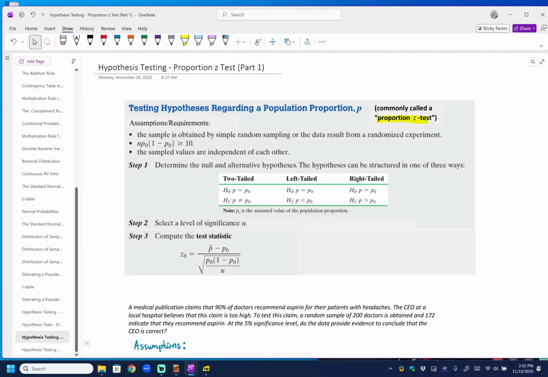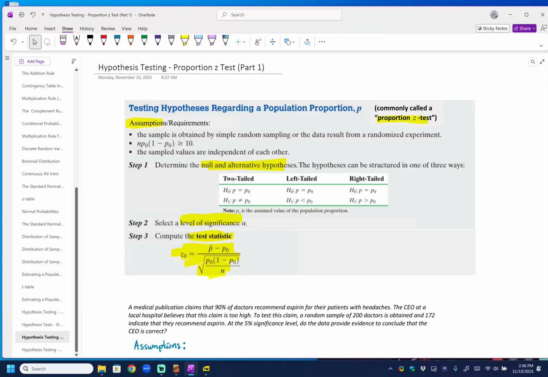In part 1 of this video, you learned what a proportion z-test is and the various steps you need in order to perform that hypothesis test. For example, we started with some assumptions. As you see here, we reviewed a little bit how to determine the null and alternative hypothesis, the importance of the level of significance, and how to use this formula here to compute the test statistic. These steps will not change in any proportion z-test that you run.